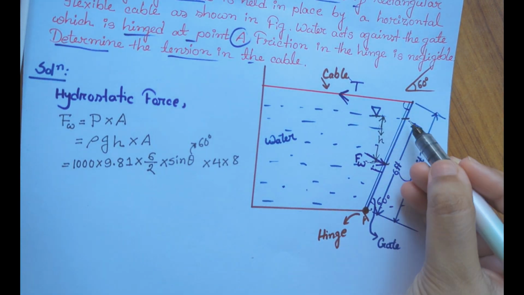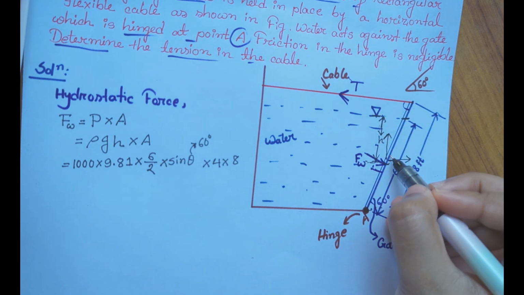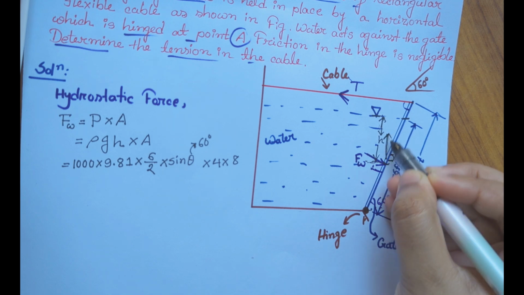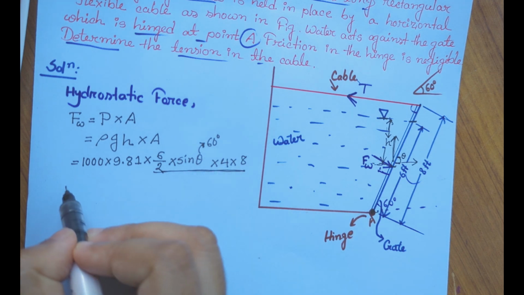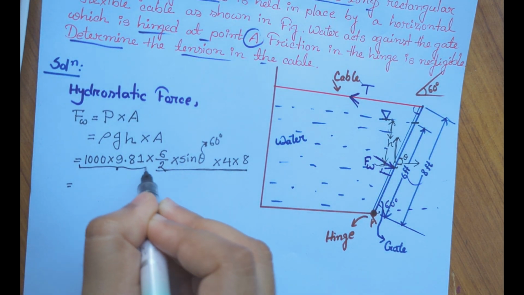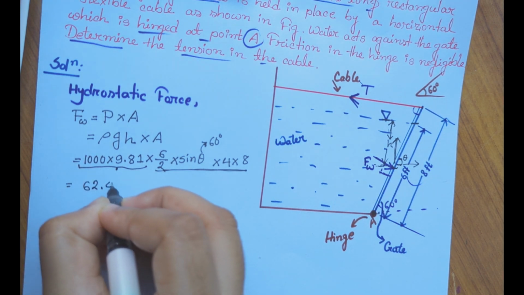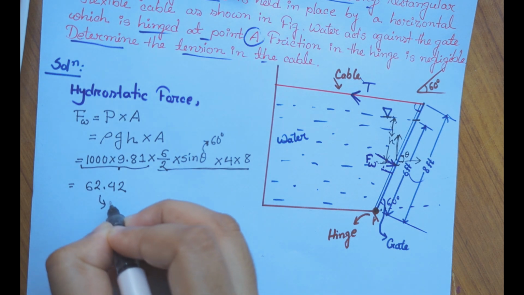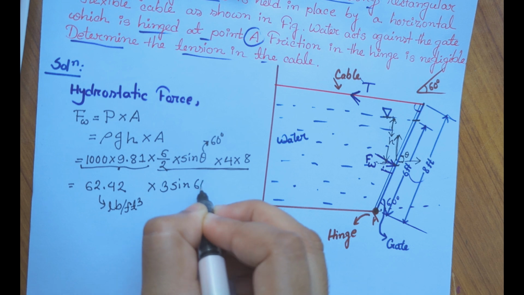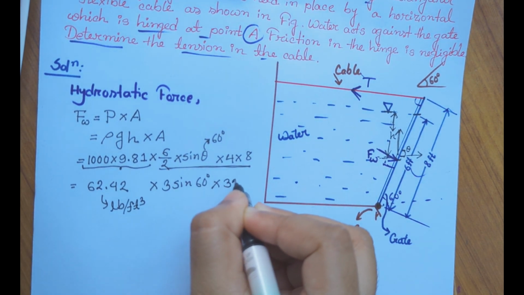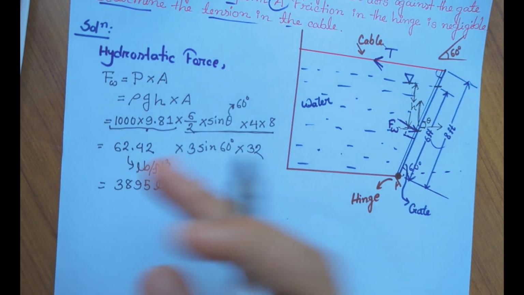Why do we have to take sine theta? If we divide this into two portions, horizontal and vertical, and this angle is theta, as we need this side, we have to take sine theta. And as our data are in foot-pound units, we have taken the value in lb per foot cubed. So the answer will be 62.42 lb per foot cubed into 3 sine 60 degrees into 32, and our final answer will be 3895 lb. This is the hydrostatic force.